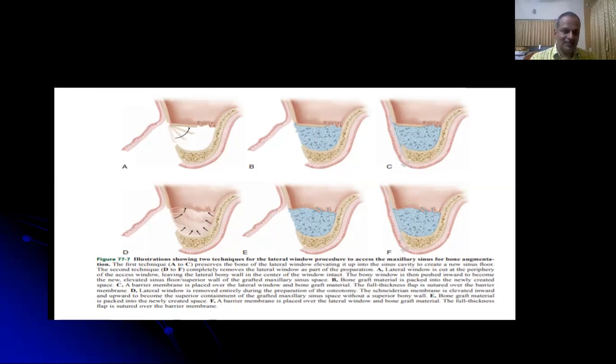And then larger instruments, such as spoon surgical curettes or membrane elevators, can be used to elevate the membrane and to create the new floor. Whenever the bone of the lateral window is maintained, it can be elevated more superiorly and placed. It helps with the formation of new bone on the floor of the maxillary sinus. If a sufficient amount of bone height is available, the implants can be placed simultaneously.